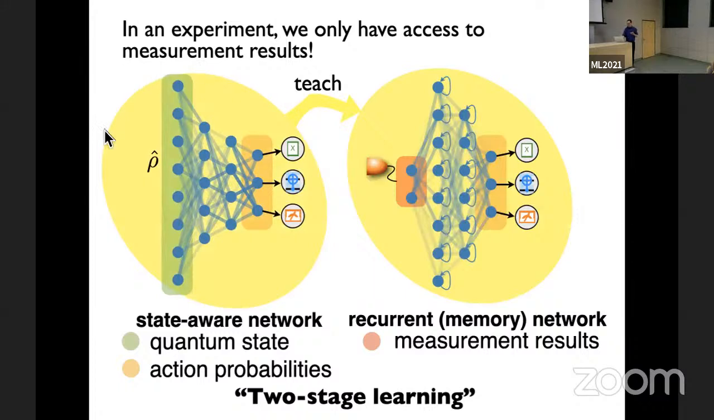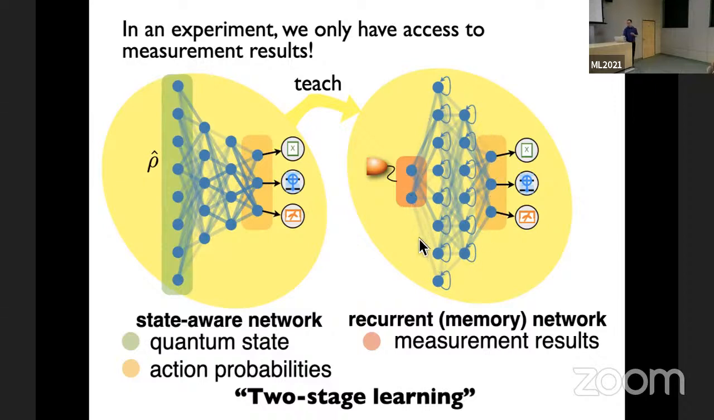So first we do reinforcement learning for this relatively powerful state-aware network. It's powerful in the sense that it's given a lot of information. And then once we have this and we know these strategies, then we start looking at another network. This other network is really of the type that would work in an experiment. So the input here is really only the measurements.